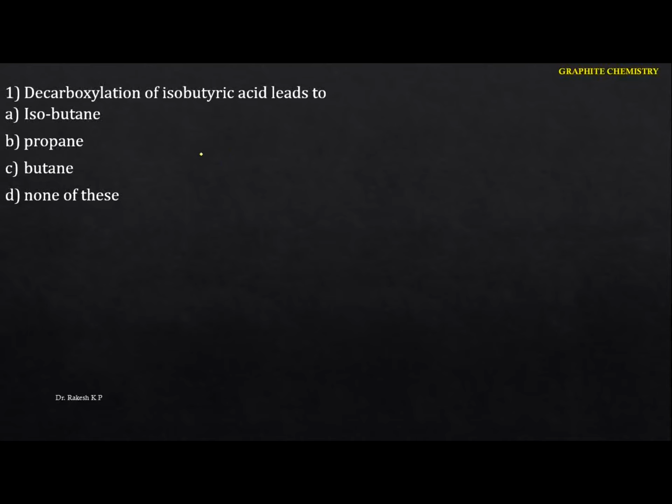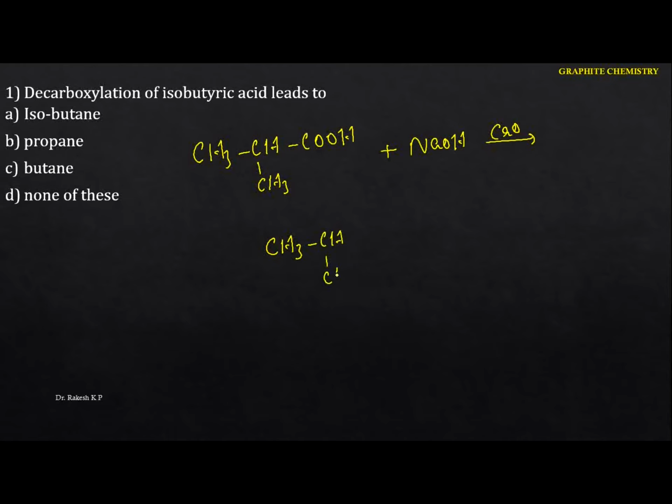The isobutyric acid is this one. So this is the CH3, the CH, and here it is the CH3, and this is the COOH. This is the isobutyric acid. Decarboxylation takes place in the presence of soda lime. Soda lime is nothing but the mixture of solid sodium hydroxide and calcium oxide. In the first reaction, whenever the carboxylic acid reacts with the base, it forms the respective salt. Here the salt we are going to get is the sodium salt of isobutyric acid.